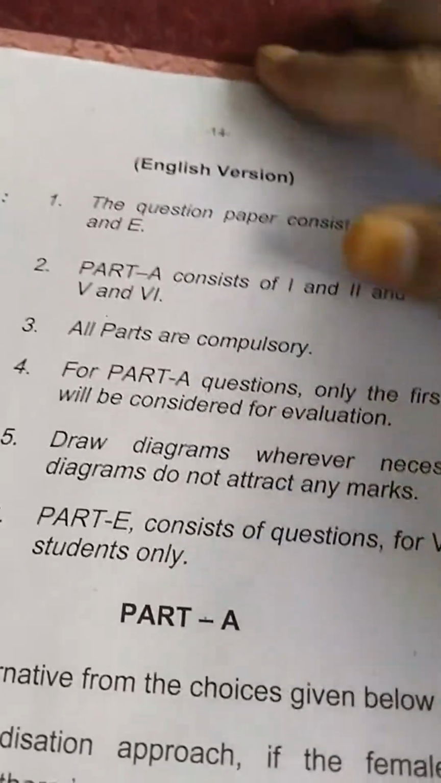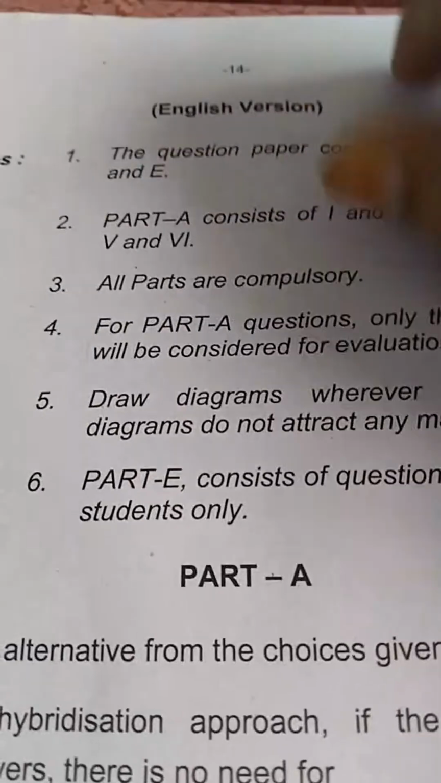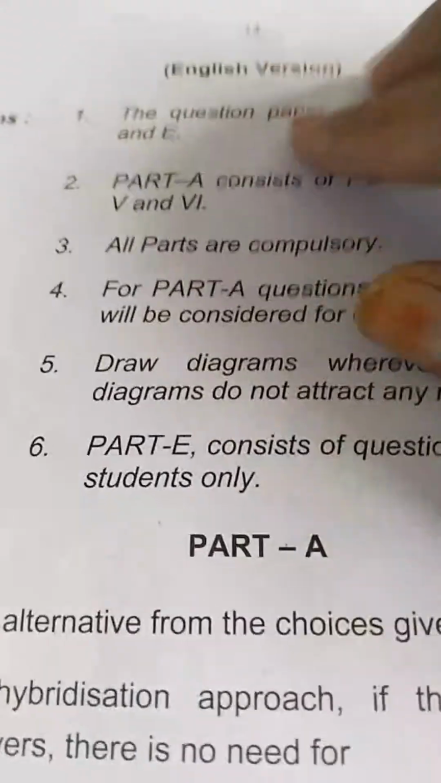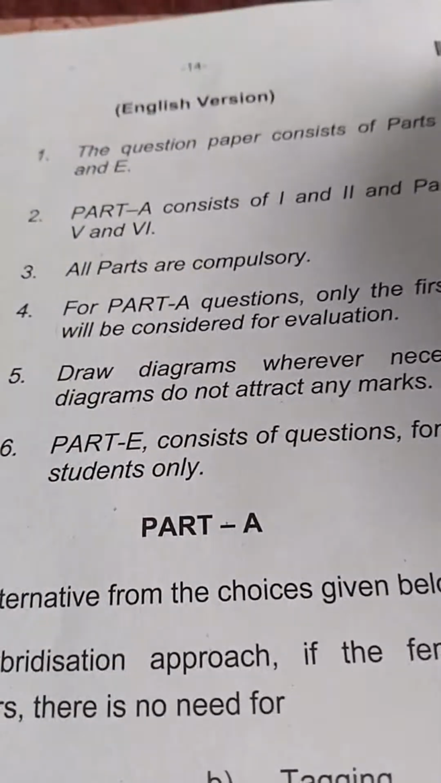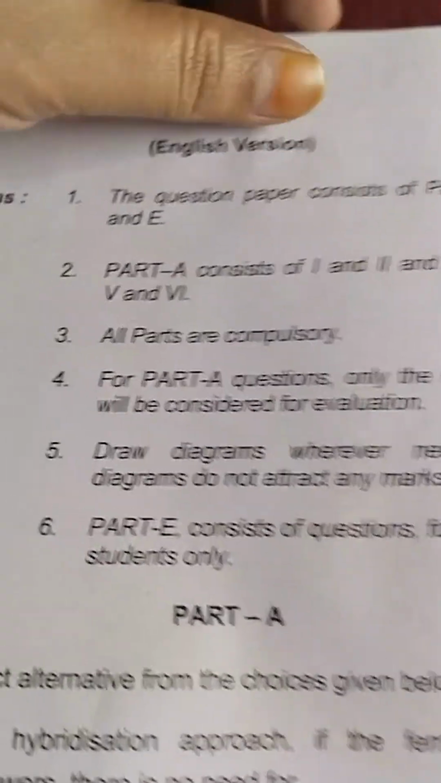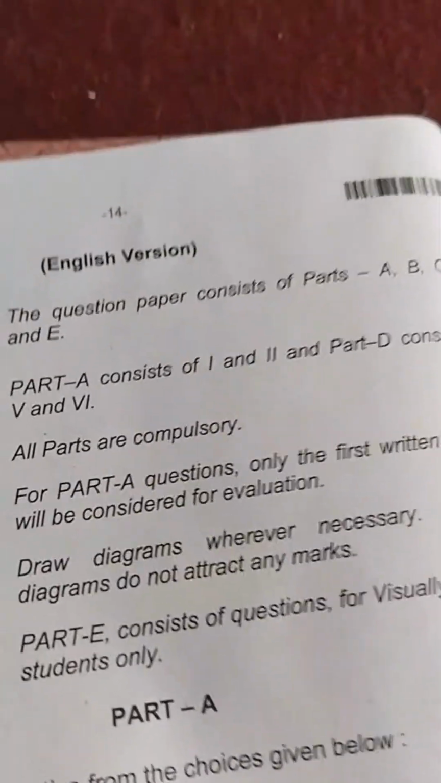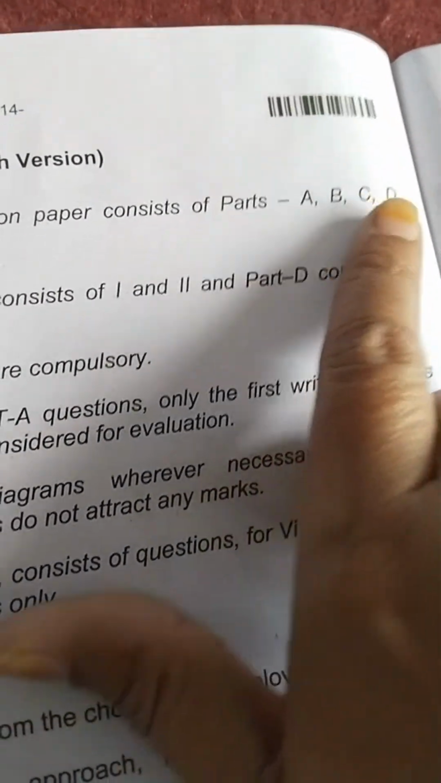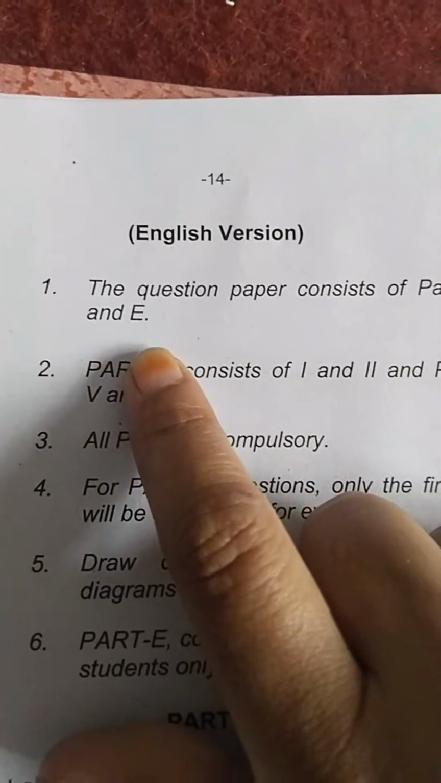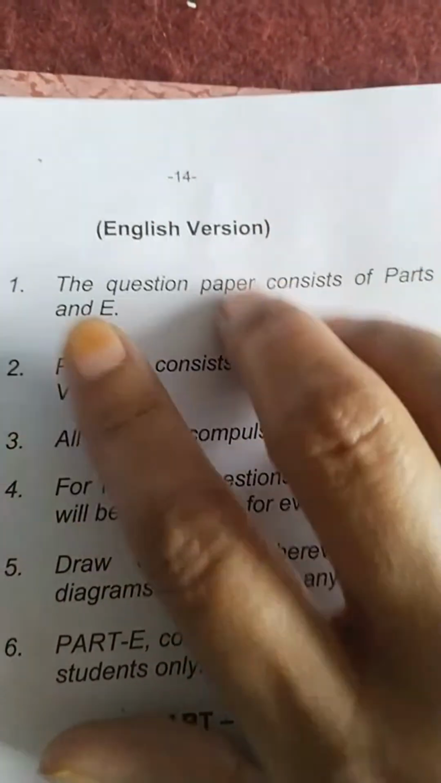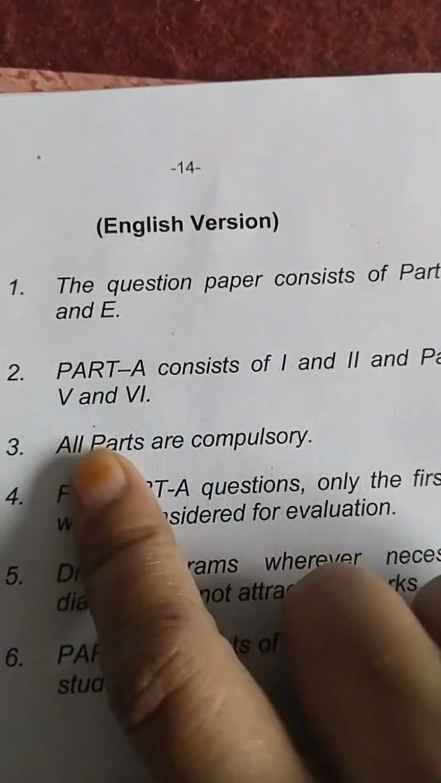We are seeing it in an English medium, not in the Kannada medium. We have two bilingual patterns of the Karnataka board, and in that I am preferring the English version. First, the question paper consists of parts A, B, C, D and E. The question paper is made up of all these sections.